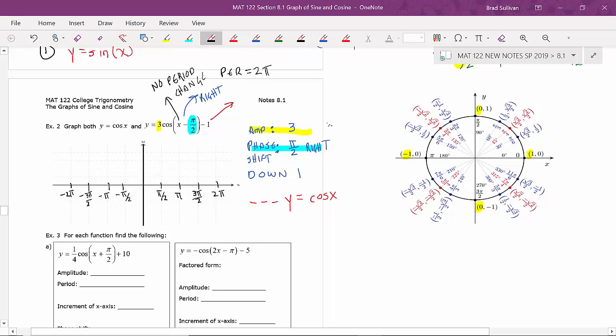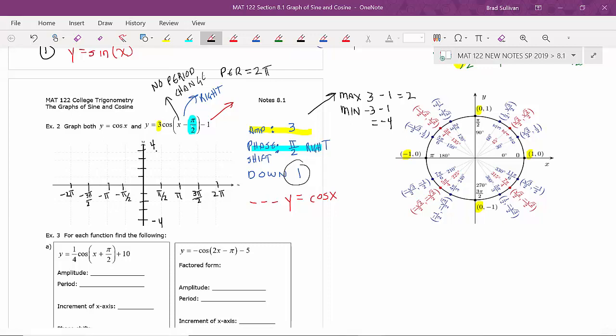So I always kind of look at it like this. If you have an amplitude of 3, that would mean you have a max of 3 and a min of -3. However, since you're going down 1, the new max is going to be 2, and the new min is going to be -4. So that means we need to make our graph go down to -4 to be able to fit all the points in. So that's going to be -4, and we only really have to go up to 2 on the y-axis, like that. So you want to know how to look at your function and tell what the max and min are.